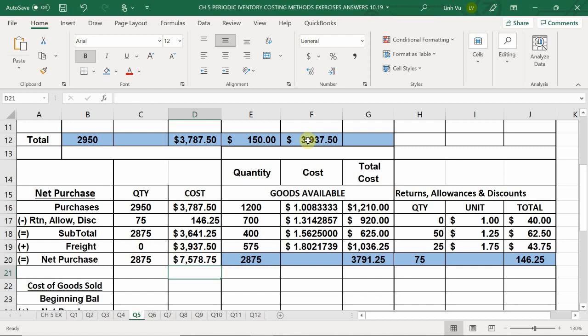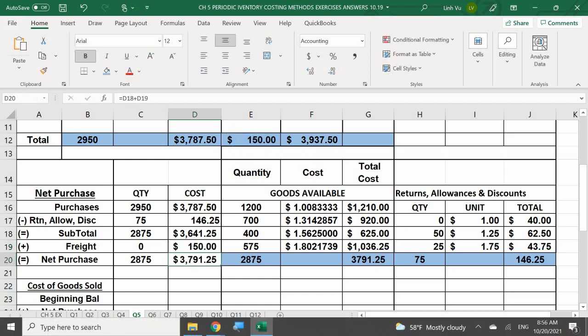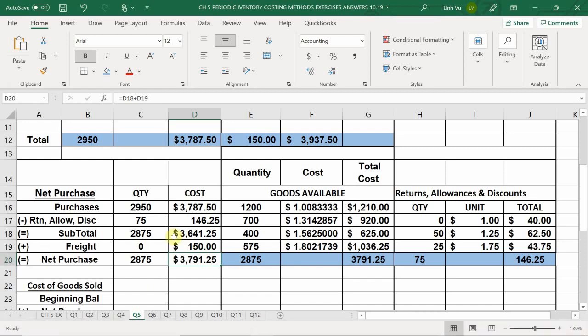Hold on. There's something wrong. My quantity is there. Oh, haha. I selected the wrong one. It's supposed to be the 150. There you go. $3,791.25, which matches my total goods available, because assuming that I don't have beginning inventory, my net purchases is going to become my goods available.